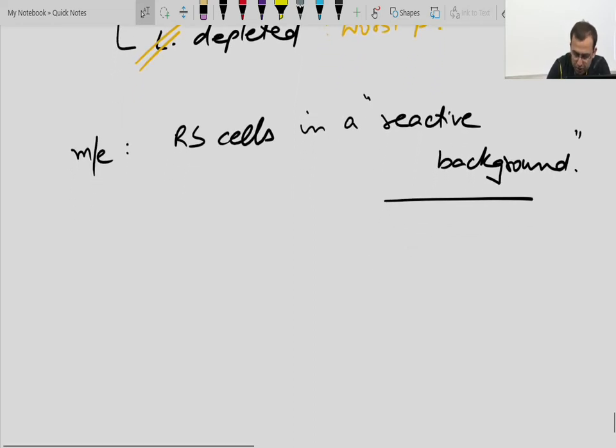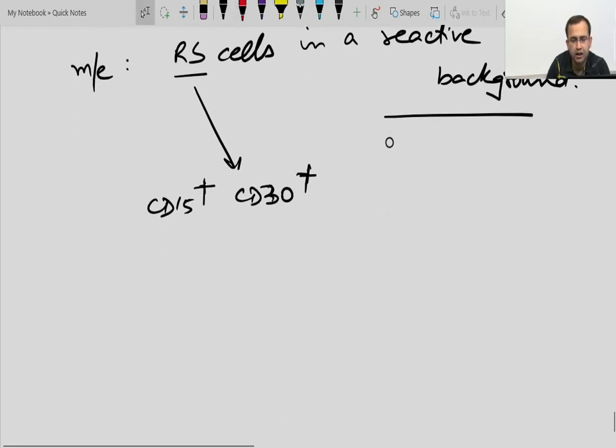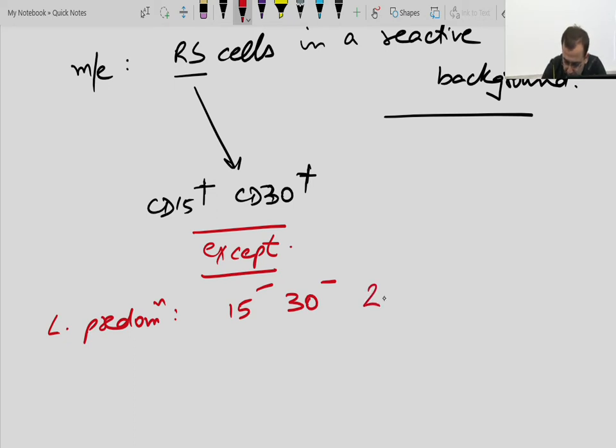Next point, I need not even discuss the markers of RS cells. They are CD15 positive, CD30 positive. Has been asked so many times that now they have stopped asking this. What is asked is which RS cell is CD15 and 30 negative. That is, RS cells are CD15 and 30 positive except those seen in lymphocyte predominant, which are CD15 negative, CD30 negative. So which marker are they positive for? They are CD20 positive. Extremely important.